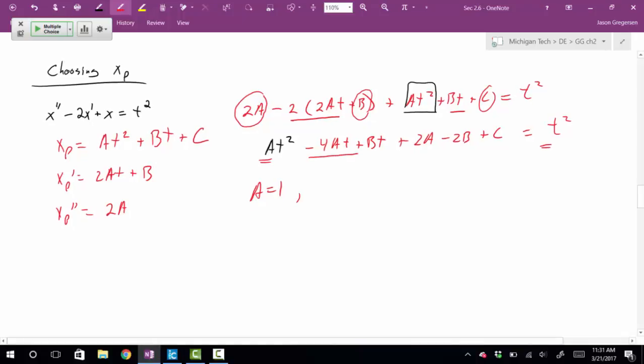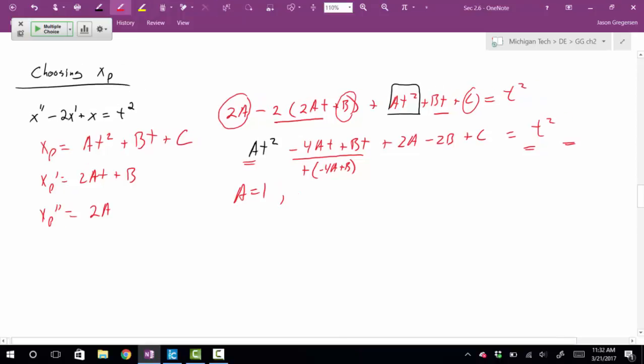Now, if I take this little piece right here and rewrite it by factoring out that t, it would be minus 4a plus b. What's the coefficient of the t term on the right-hand side? 0. So that means minus 4a plus b must be equal to 0.